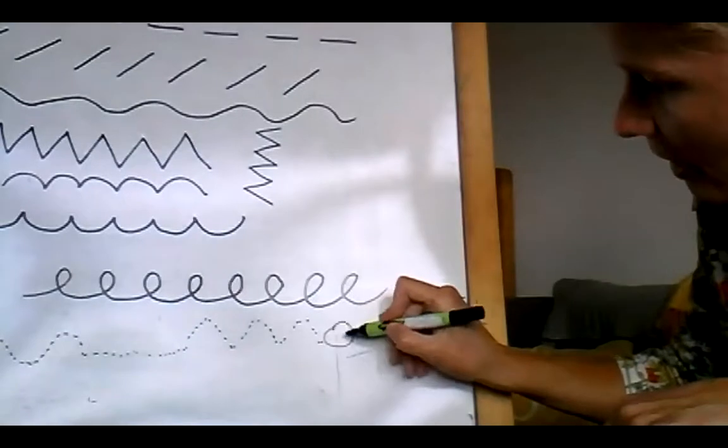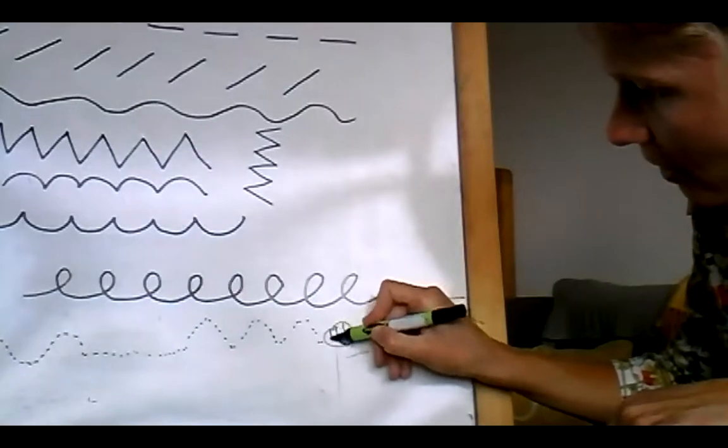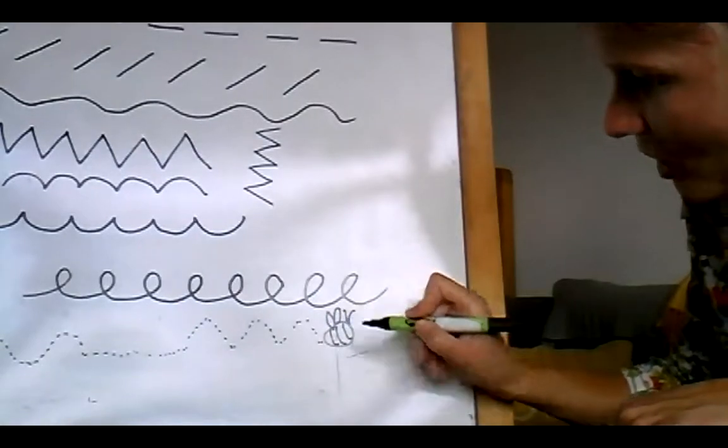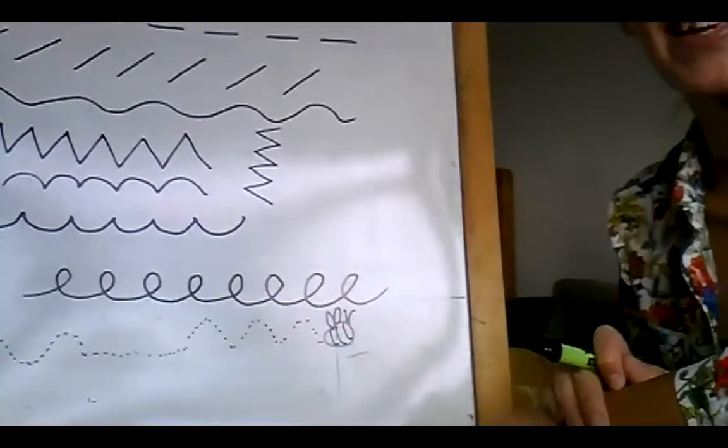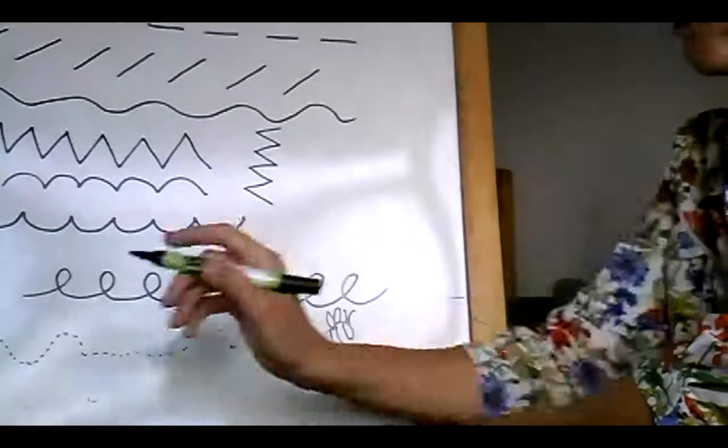Shall I draw a little bee at the end to show where my bee has been? Sometimes they do that in stories, don't they? To show the path that the bee has been along. Now, I've got room for another one.